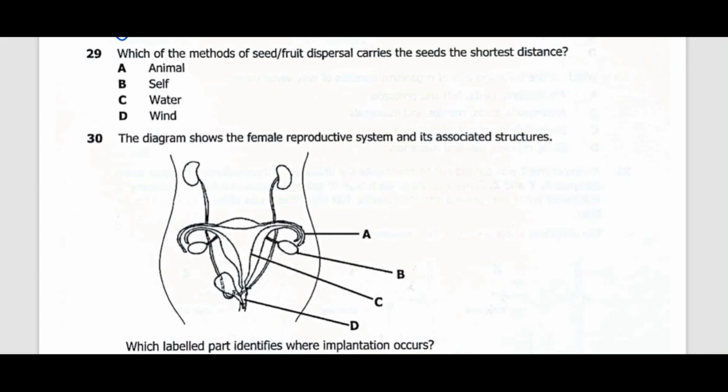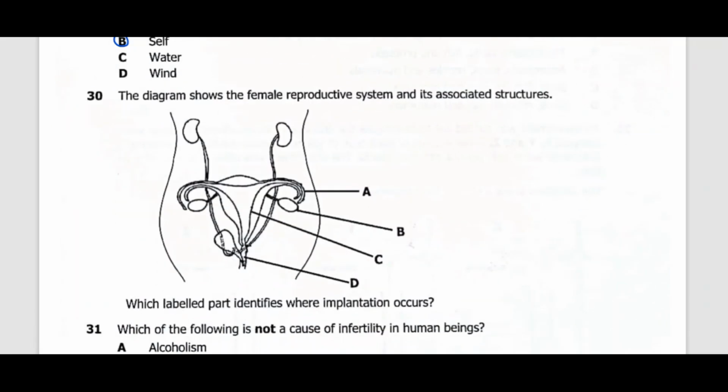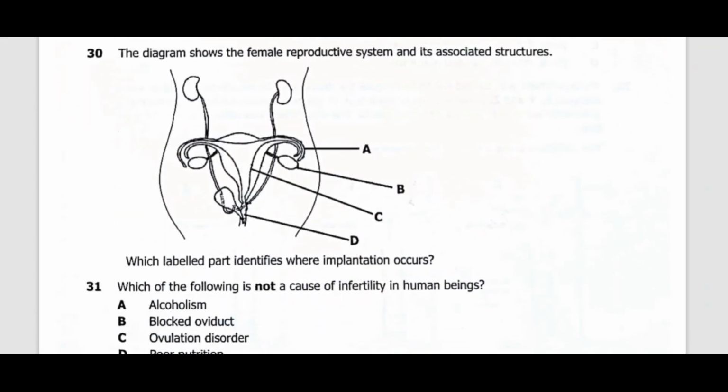Then question 29. Which of the methods of seed or fruit dispersal carries the seeds the shortest distance? So animal, no. Self. So the answer is self. For self dispersal, the seeds that are scattered do not move or do not travel a longer distance. So let's go to question 30.